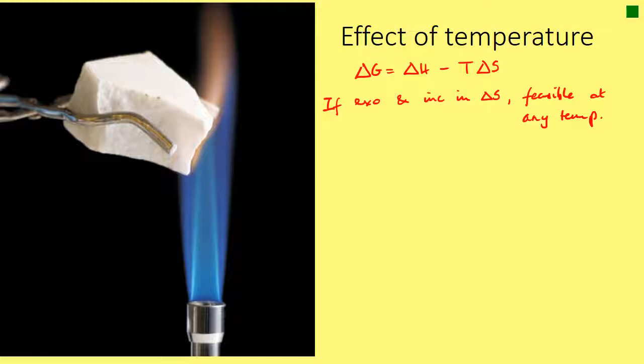Okay, the opposite of that, so let's just change colour. If a reaction is endothermic, so delta H is going to be positive, and we're getting a decrease in entropy, then at whatever temperature our delta G is going to be positive. So that's unfeasible. Those reactions are unfeasible at any temperature. Okay, so they're the clear-cut cases.